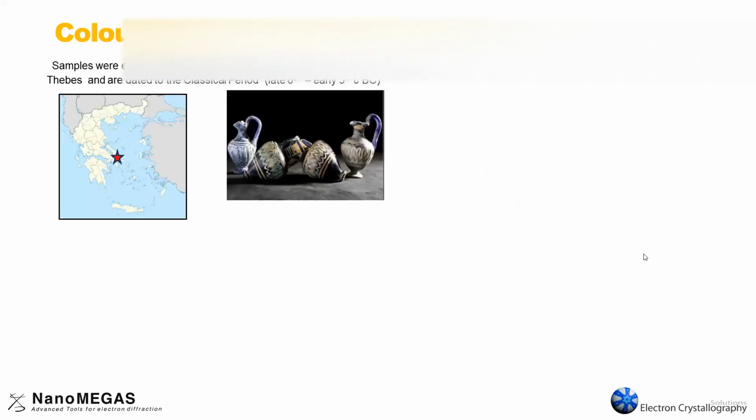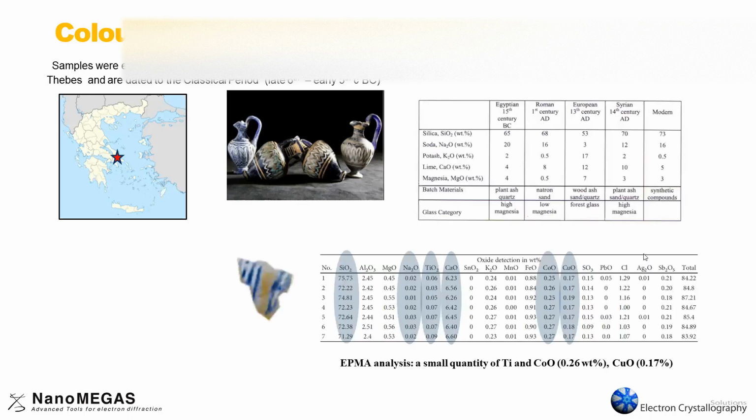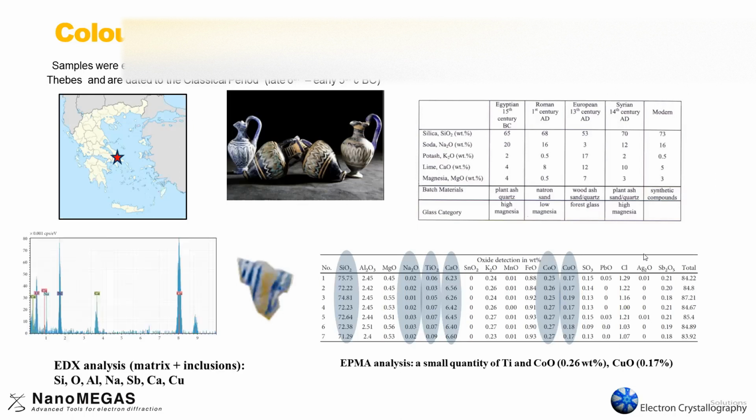Okay, now comes the example. The first example is studying the pigments responsible for the color in a nearly 5th century BC glass amphoriskos. The sample was excavated from southern Greece. First, we did EDX and EPMA analysis to find the chemical composition of the pigment. Except for the usual components present in a silica glass, we saw traces of titanium oxide, cobalt oxide, and copper oxide.